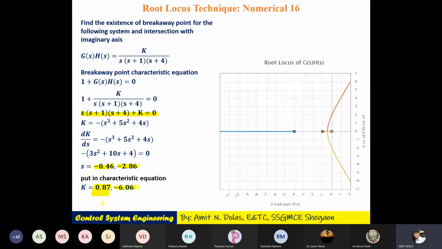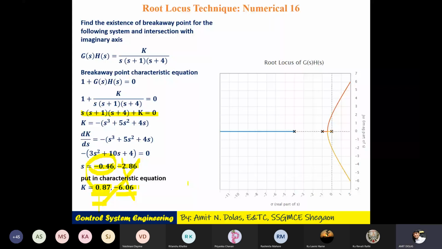Please remember, you should get a k value from 0 to infinity, that is, of course, positive. The associated s point is nothing but a breakaway point. For the remaining, you will get a negative k value. So you may conclude the point minus 2.86 is not a breakaway point. You may get 3, 4 values. Don't think like that. You get one, two, or you may get 3, 4. Out of those 3, 4, you have to decide which is the exact breakaway point as per the rules.